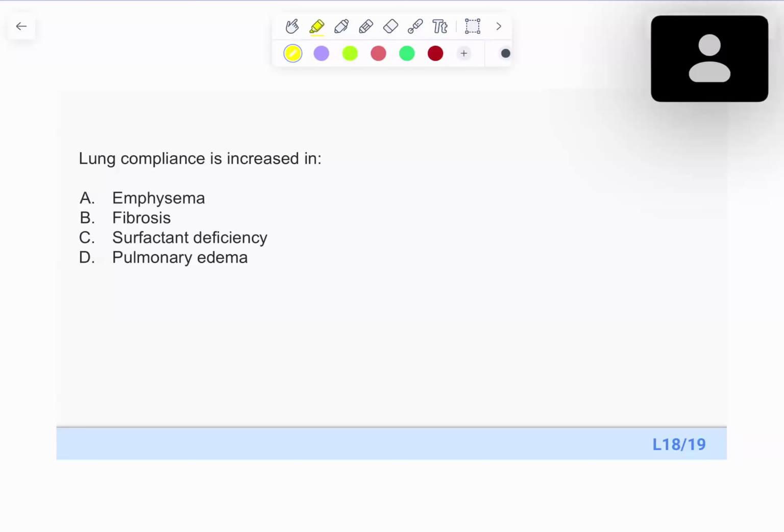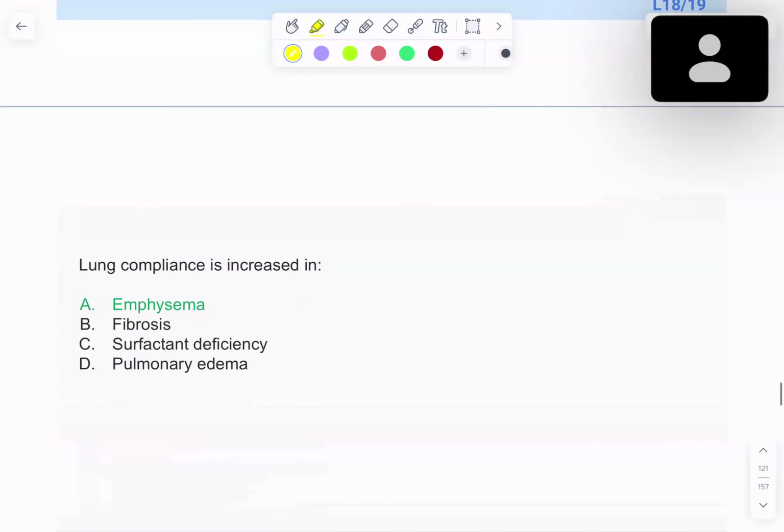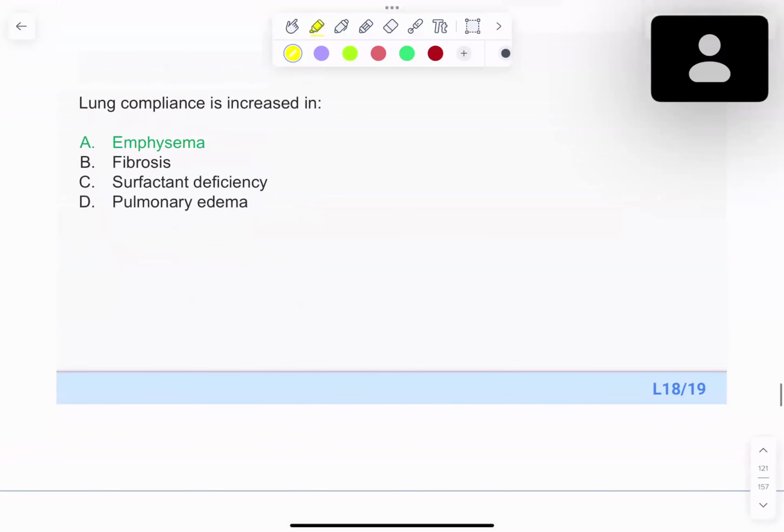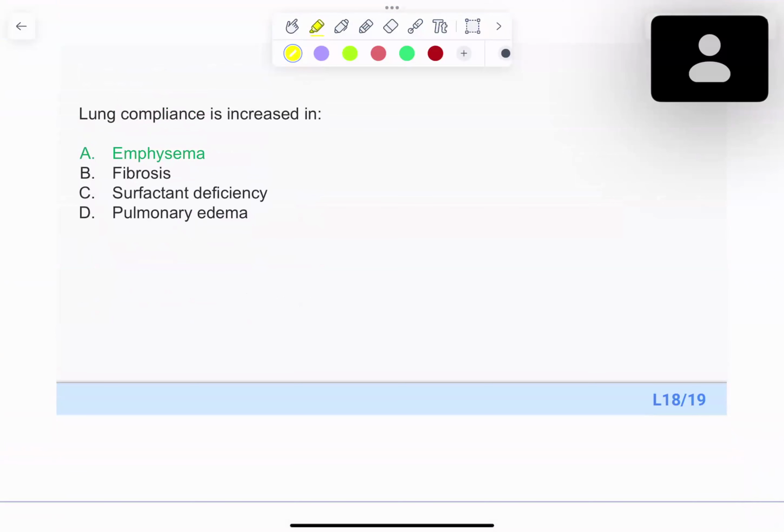Excellent. MashaAllah, you guys are really smart. The answer is A, emphysema. So what is emphysema? What is it characterized as? Is it obstructive or is it a restrictive disease? Excellent. It is an obstructive disease.